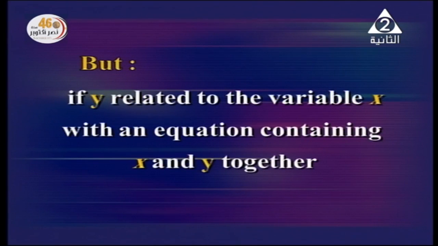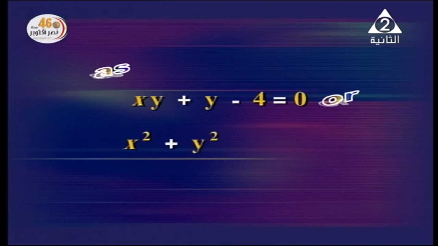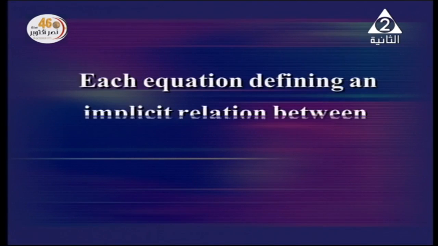But my dear student, if y is related to the variable x with an equation containing x and y together, such as xy plus y minus 4 equals 0 or x squared plus y squared minus 9 equals 0, each equation defines an implicit relation between x and y.